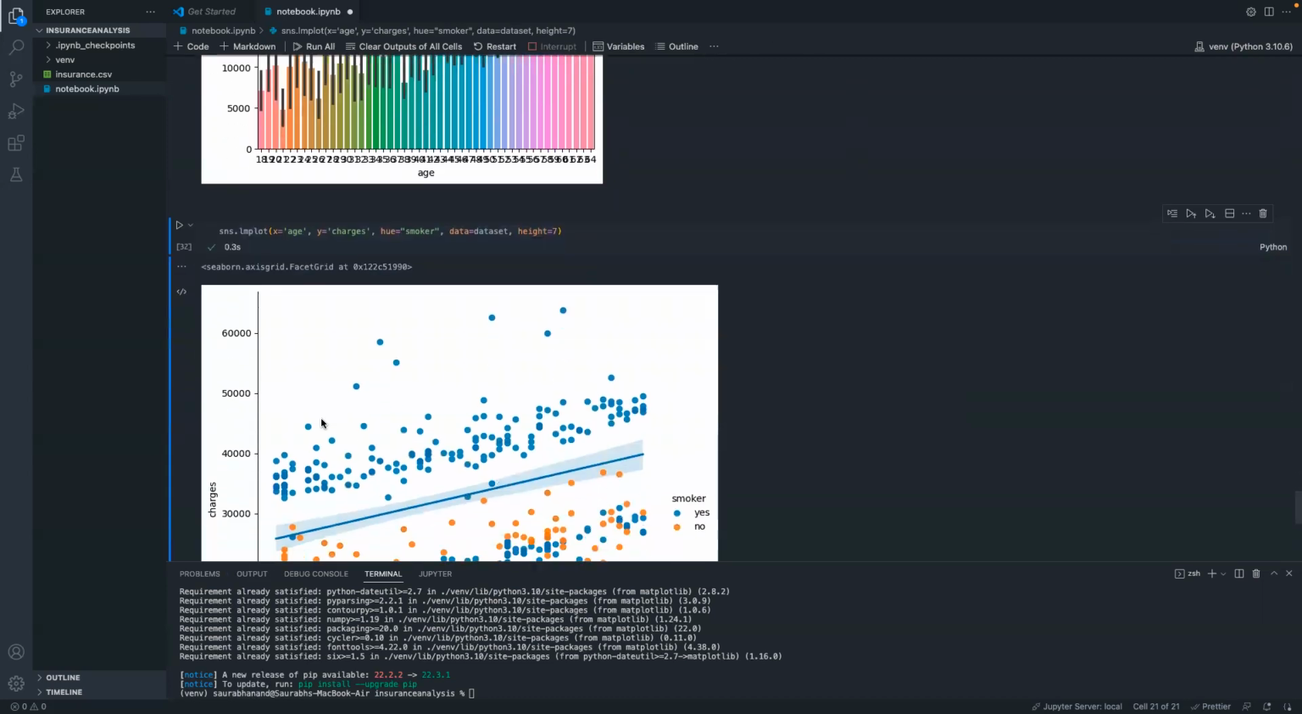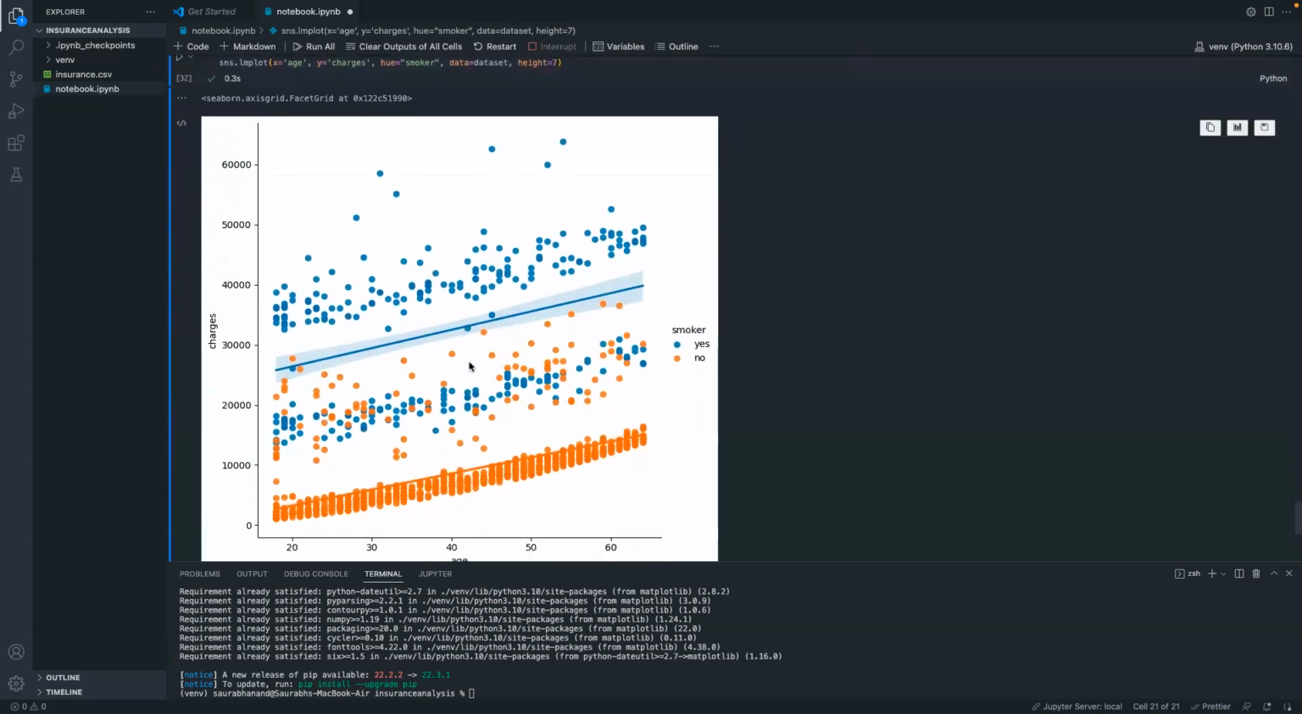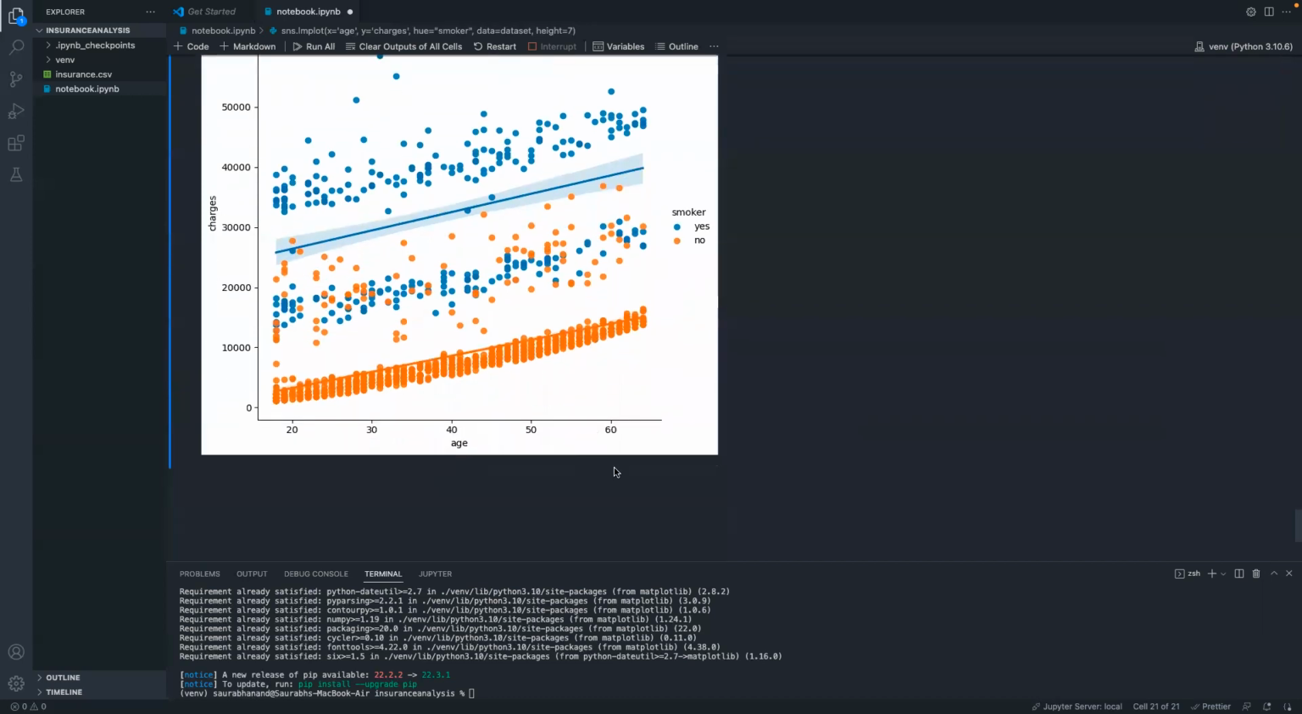So yes, let's see. As you can see, we have got two line plots: one for people who are smokers, and one for non-smokers. As your age increases, if you're not a smoker, the charges increase. But if you're a smoker, the increase is way higher. So for people who smoke, the charges increase with age. This was also an interesting question that we tried to solve. I think this was it for the exploratory analysis part of this segment.